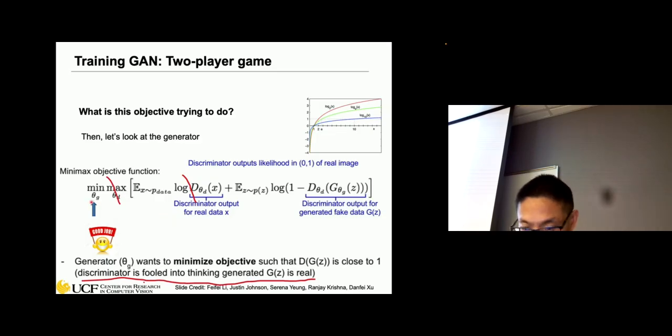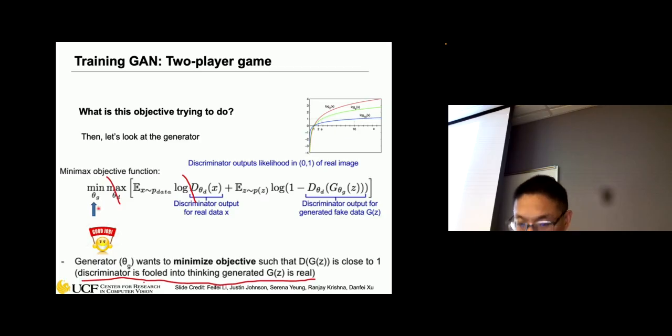So next we can look at the generator objective. We looked at the discriminator before. Now let's look at the generative model. So what is the generator's objective? The first term, the good thing is we don't have any parameter related to this generator, so there's no theta_g here. We basically don't have to care about this term. We only have to care about the second one, which also has the theta_g here.